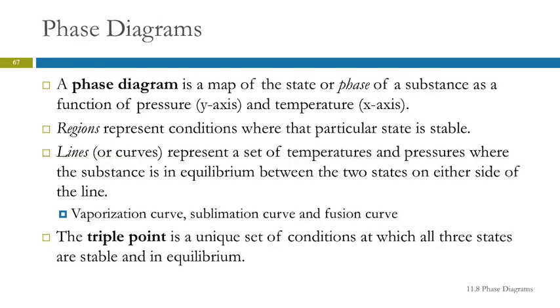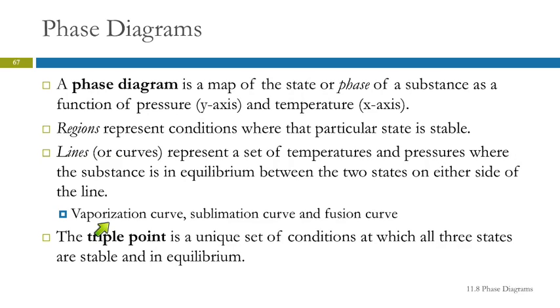Phase diagrams. A phase diagram is where we show pressure on the y-axis and temperature on the x-axis, and we are mapping the phase of the substance, the physical state. We've got different regions that represent conditions under which that particular phase is stable. And separating the regions, we have lines or curved lines that represent a set of temperatures and pressures where the substance is in equilibrium between the two states.